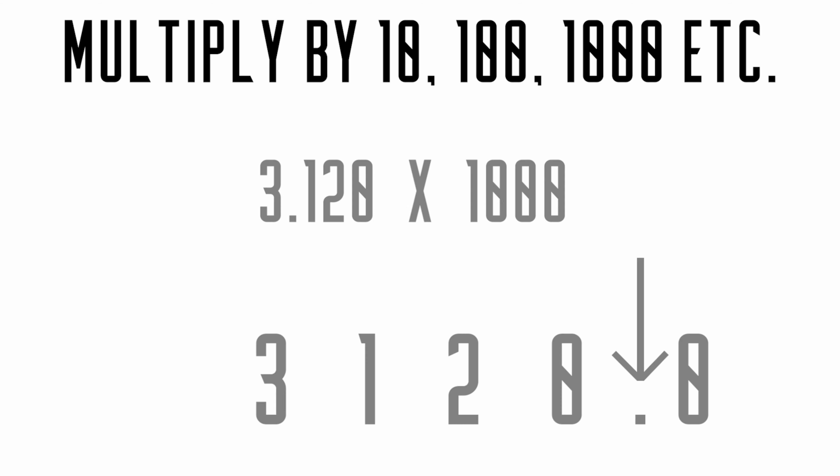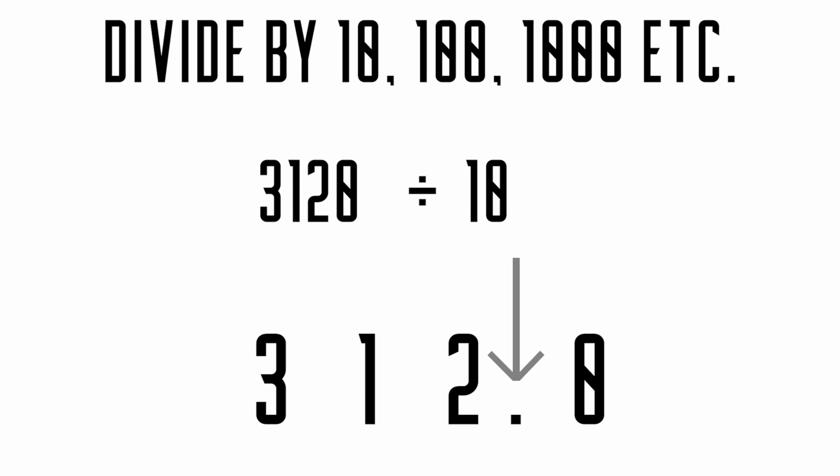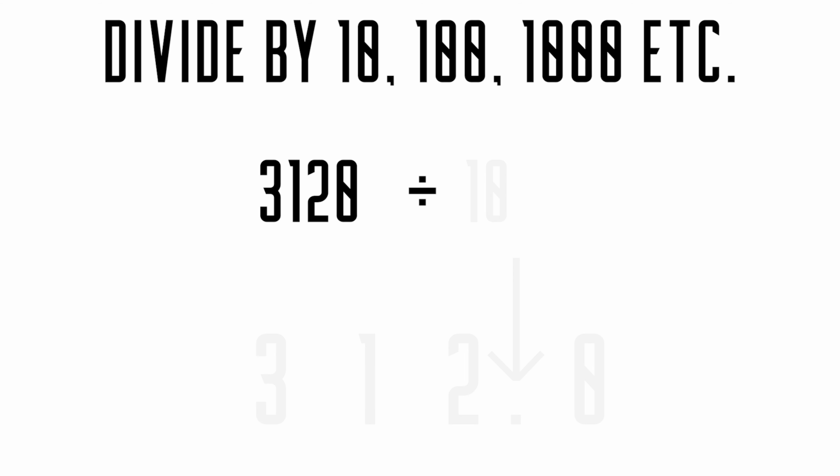Now this is what we can visualize when we're multiplying by 10, 100 or 1000. Going the opposite way, if we are dividing by 10, 100 or 1000, for example, if we take our end result there, 3120, and we divide by 10, the decimal jumps one space to the left to become 312.